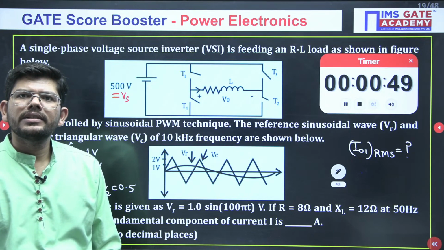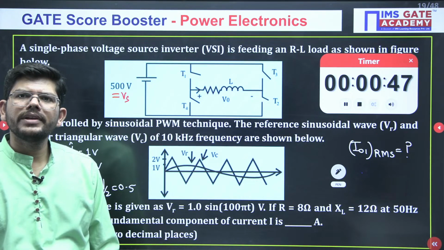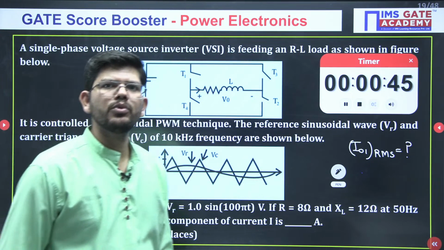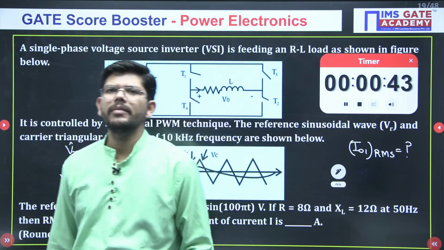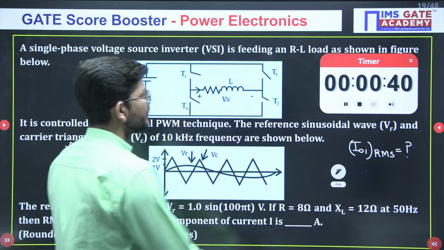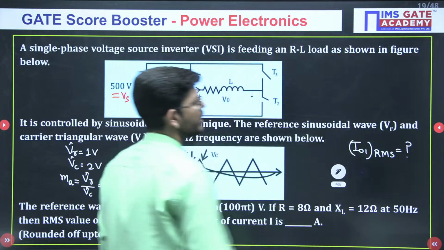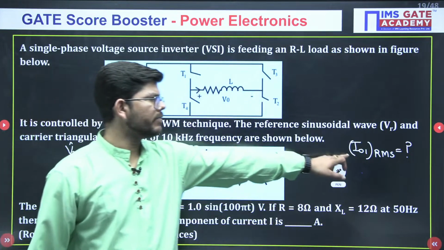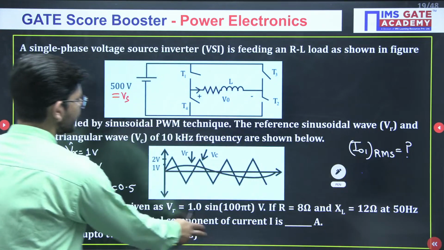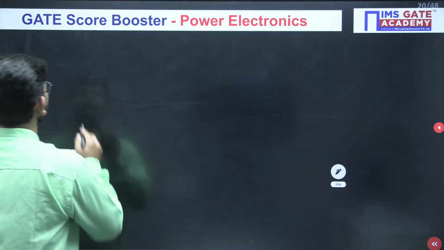Aryan is getting an answer 17.33. Nilmesh is getting 12.25. Well, Nilmesh, your answer is correct. Your answer is absolutely correct. What we have to find here is the fundamental RMS current. How to approach this question?